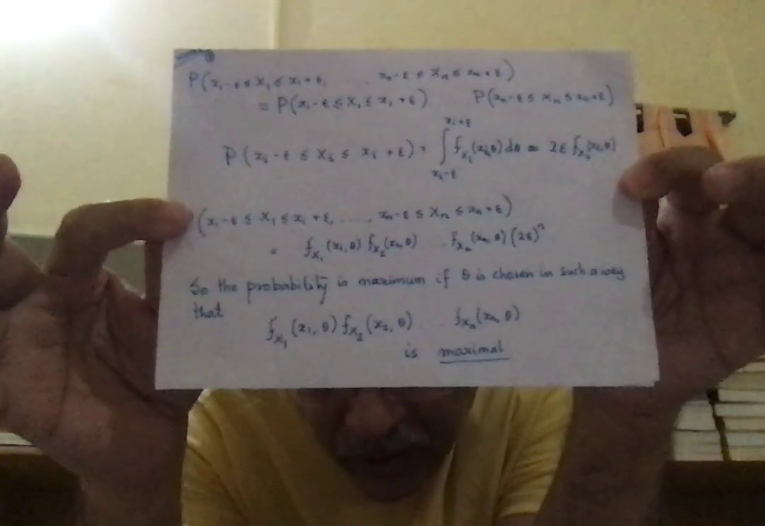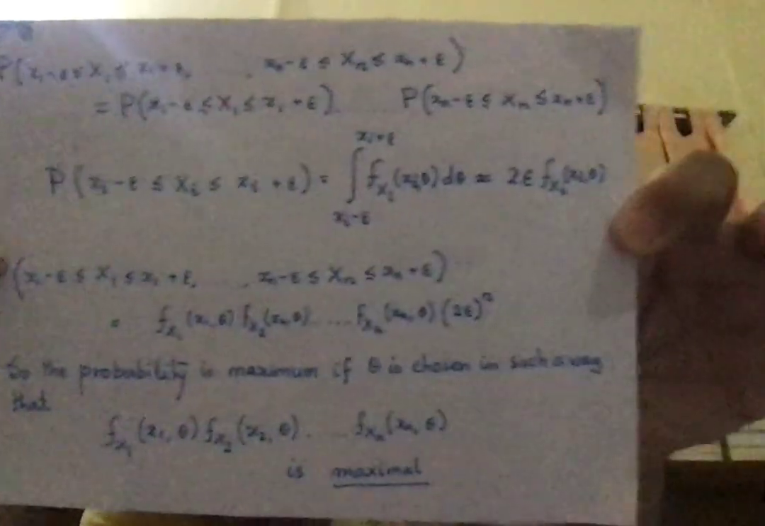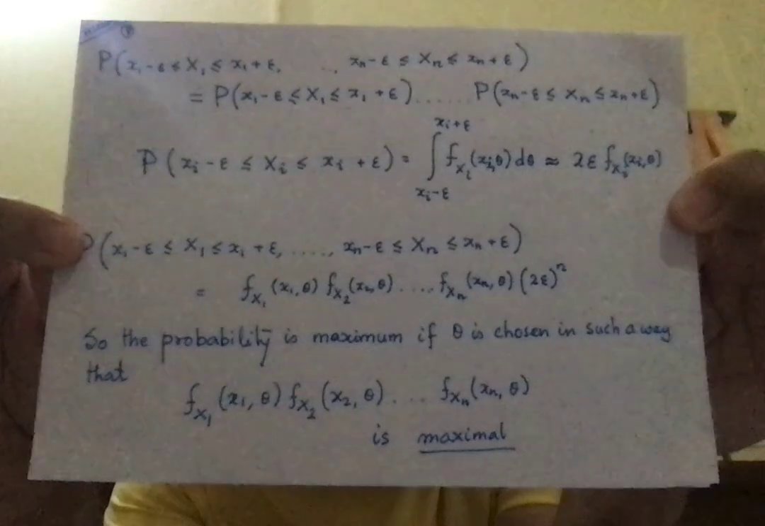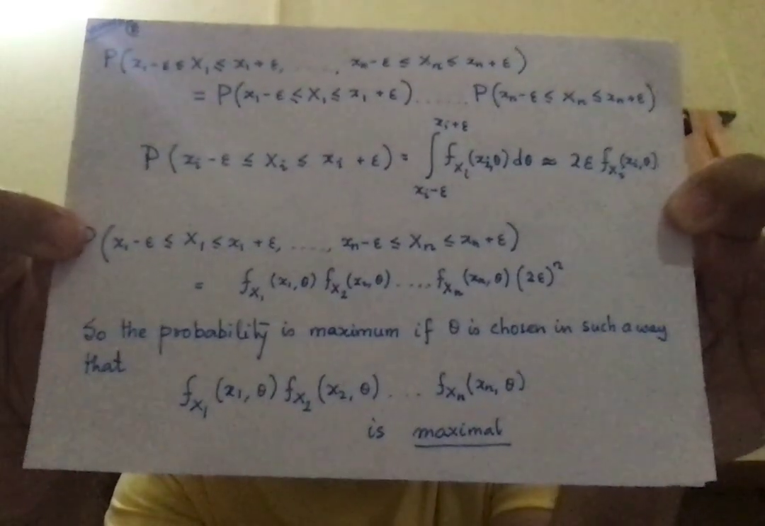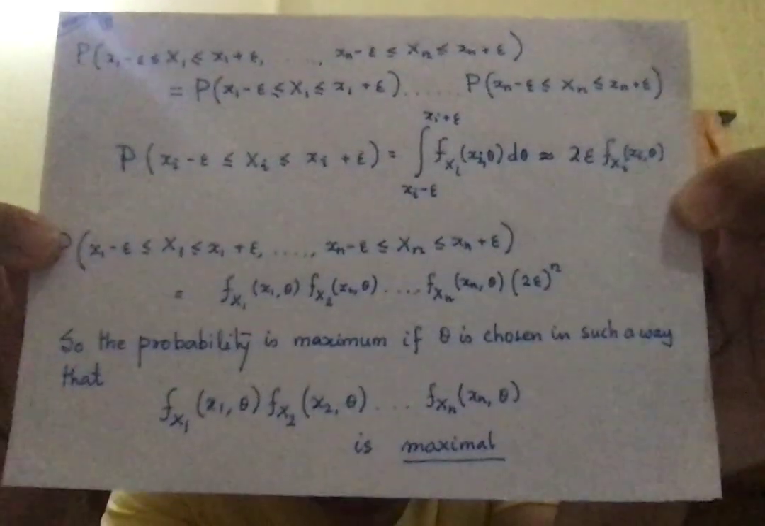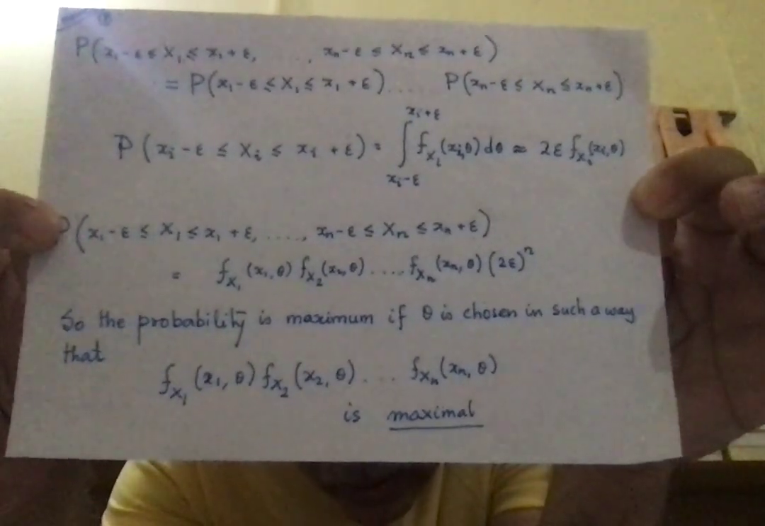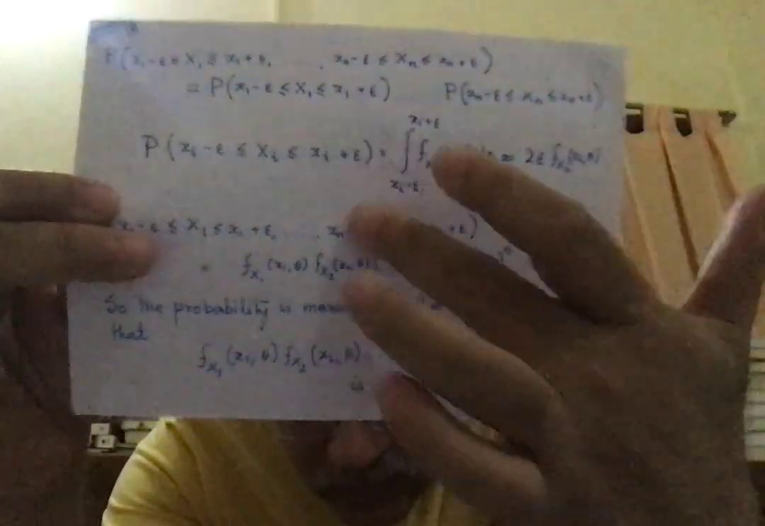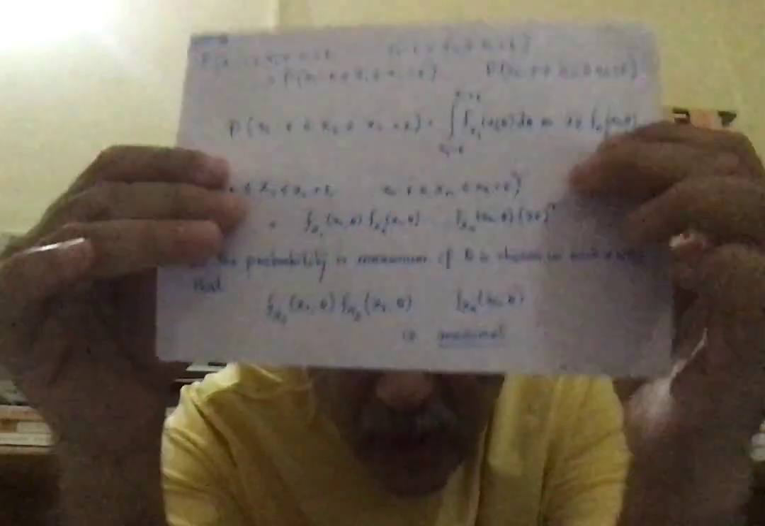So here we start discussing the story. Here we are talking about the probabilities. So the probability of x1 lying between x1 minus epsilon to x1 plus epsilon, and xn lying between xn minus epsilon to xn plus epsilon, because these are independent, can be written as a product of probabilities. And because you know how to compute the probabilities of each of the xi's, you can compute it like this.